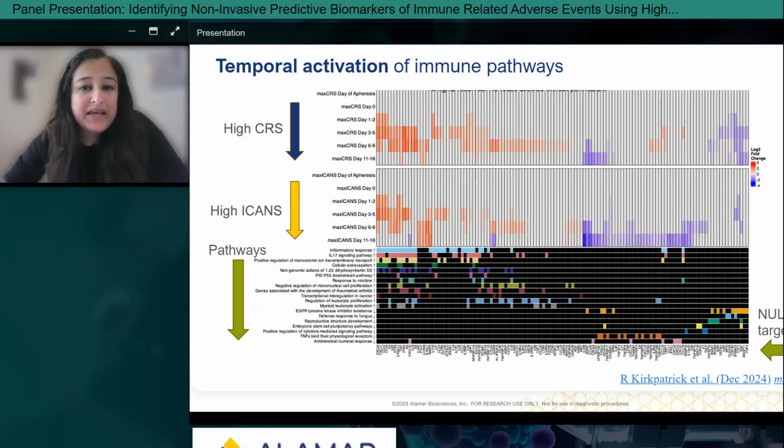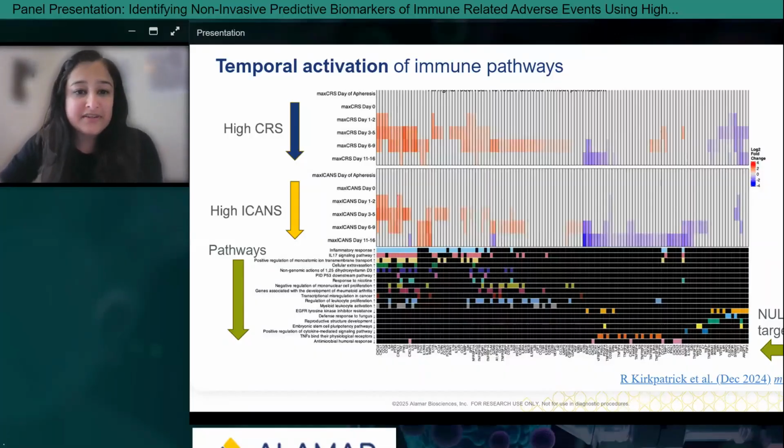On the next slide here, we have a summary of the overall findings on a more macroscopic level. On the x-axis here, we have the proteins that were identified with NULISA to be significantly different in the groups with high ICANS and CRS scores. The top panel here shows the changes in protein profiles from baseline to day 11 to 16 in the group with high CRS. And we see here that the responses are very early.